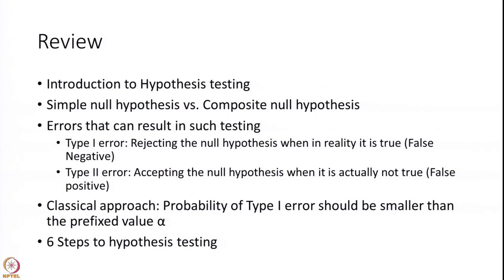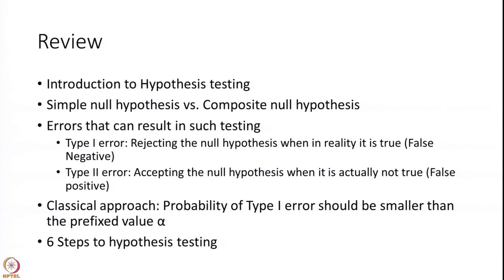We defined the null hypothesis and we said that if the null hypothesis is true and it defines the whole population, then it is called a simple null hypothesis. If the null hypothesis is true but still does not define the full population, then it is called a composite null hypothesis.